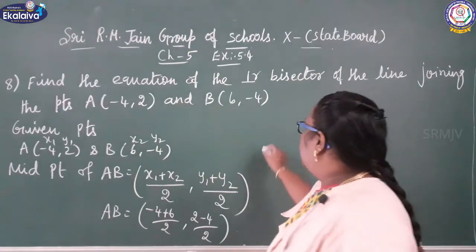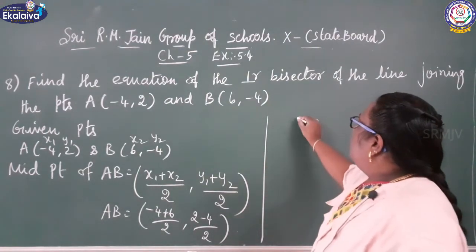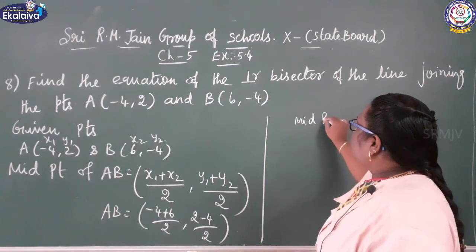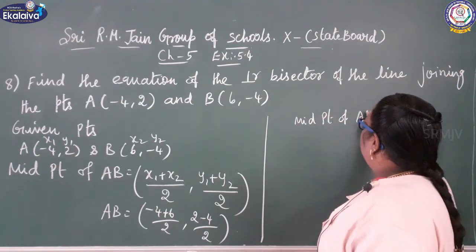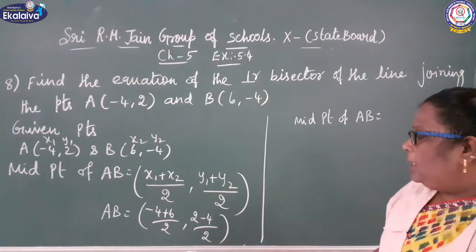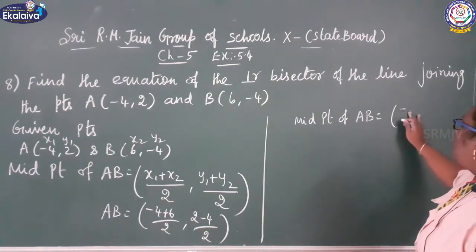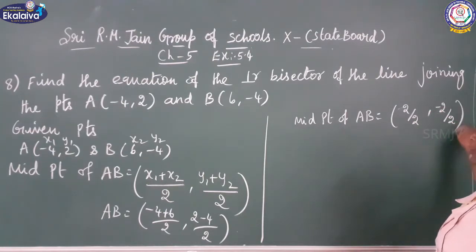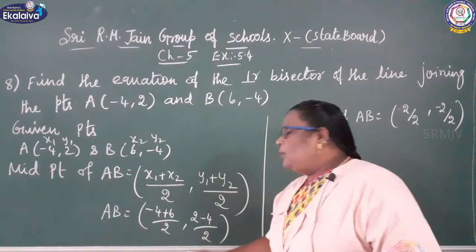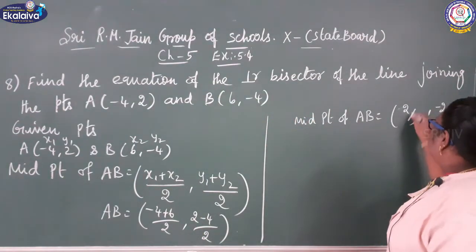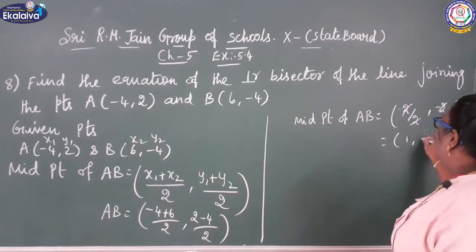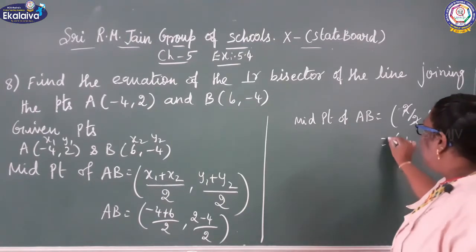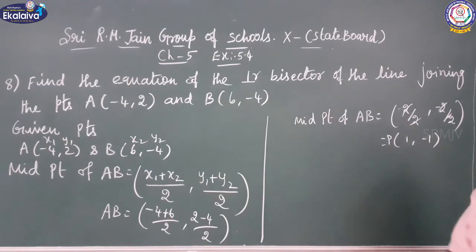So the midpoint of AB equals 2 by 2 comma minus 2 by 2. You are getting the value 1 comma minus 1. The point is 1 comma minus 1. Midpoint of AB is P, you can take. The point is 1 comma minus 1.